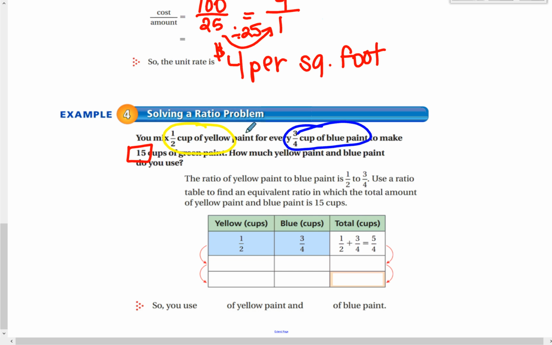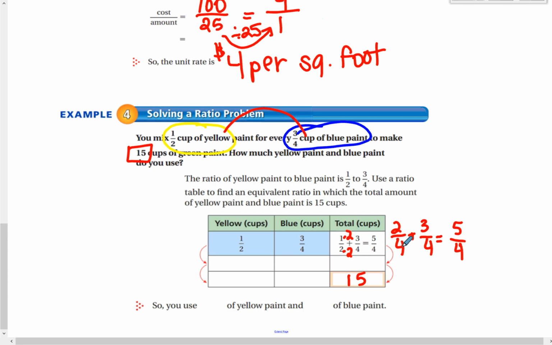So the first thing we have to do is find out how many cups we get when we just use our ratio, 1/2 and 3/4. So in the table already, I filled in 1/2 yellow cups and 3/4 blue cups. And to know the total cups, we're just going to add those together. Remember, when we're adding fractions, we need common denominators. So this becomes 2/4 plus 3/4, which equals 5/4. We want to know what it is for 15 cups. So we want our total last entry to be 15 cups.